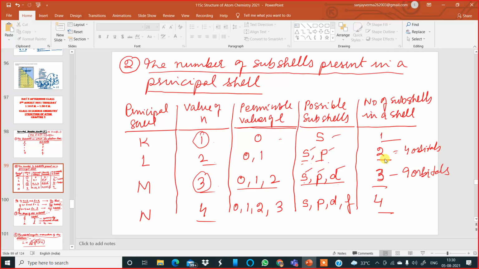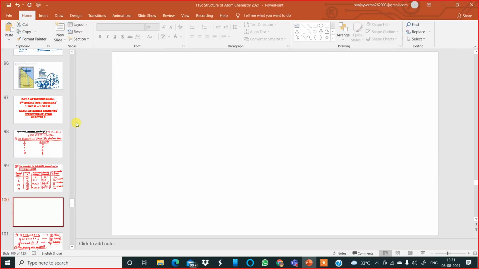If you come to n equal to 4, then the permissible values of l are 0, 1, 2 and 3. For 0, 1, 2 and 3, the possible subshells are s, p, d and f. So the s orbital is 1, p is 3, d is 5 orbitals, f is 7 orbitals. If you add all this, 7 plus 5 is 12, 13, 14, 15 plus 1, 16. So this is 16 orbitals. Let me make this picture clear in the next slide. I'm going to insert one slide here in between to make the idea of s, p and d orbitals clear, with the diagram.